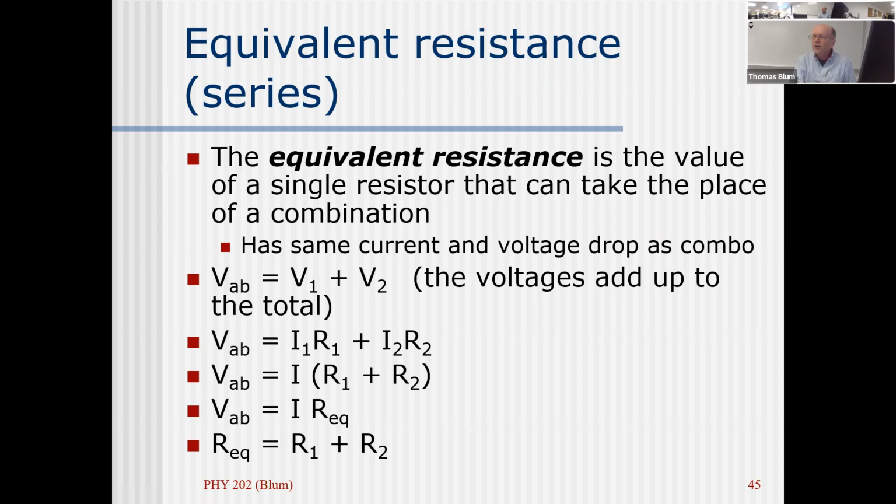I can call R1 and R2 an equivalent resistance. I can say that those two resistors act like they were one resistor, where the one equivalent resistor has a resistance that is the sum of the two component resistors. And so that is how we combine resistors in series. Resistors in series add, and you end up with a bigger resistance.